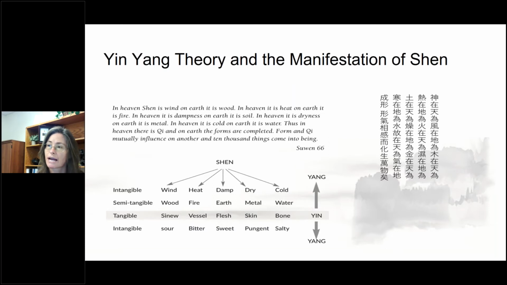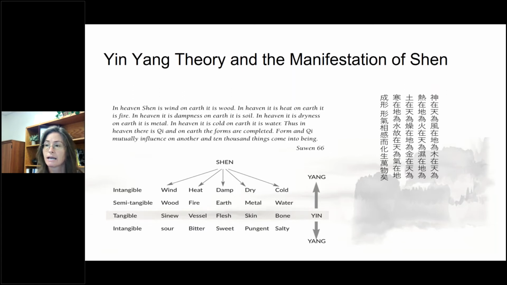If we look up here at the quote from the Su Wen, in heaven, Shen is wind. On earth, it is wood. In heaven, it is heat. On earth, it is fire. In heaven, it is dampness. On earth, it is soil. In heaven, it is dryness. On earth, it is metal. In heaven, it is cold. On earth, it is water. Thus, in heaven, there is qi, and on earth, the forms are completed. Form and qi mutually influence one another, and the 10,000 things come into being.